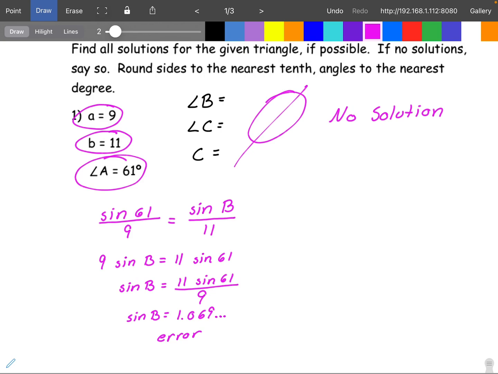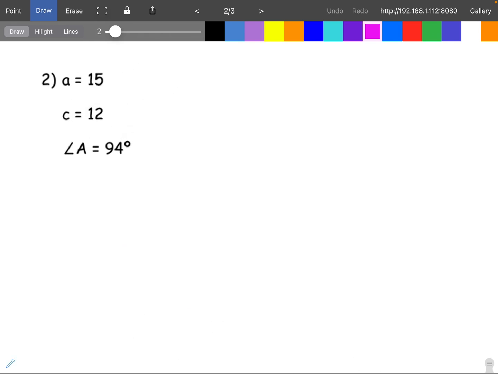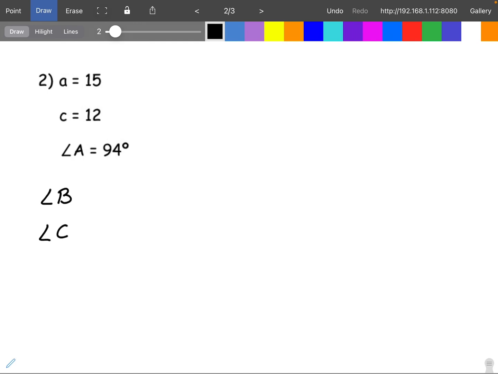Okay, so let's take a look at one that actually will work. Let's take a look at number 2. We have two sides and an angle, so we need to find the other two angles. We know angle A, we do not know angle B, we do not know angle C. For our sides, we know little a, we do not know little b, and we do know little c. Those are the three things in the triangle that we need to find.